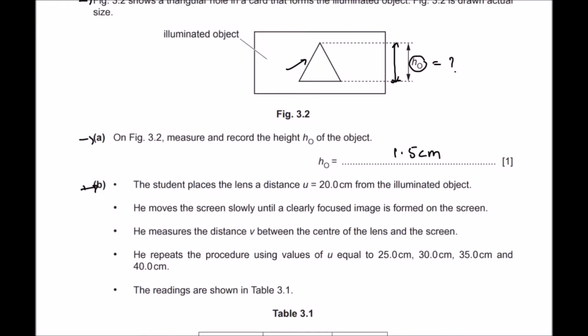Part B. The student places the lens a distance u, 20.0 centimeter, from the illuminated object. He moves the screen slowly until a clearly focused image is formed on the screen. He measures the distance v between the center of the lens and the screen. He repeats the procedure using different values of u equal to 25, 30, 35 and 40 centimeter. The readings are shown in table 3.1.